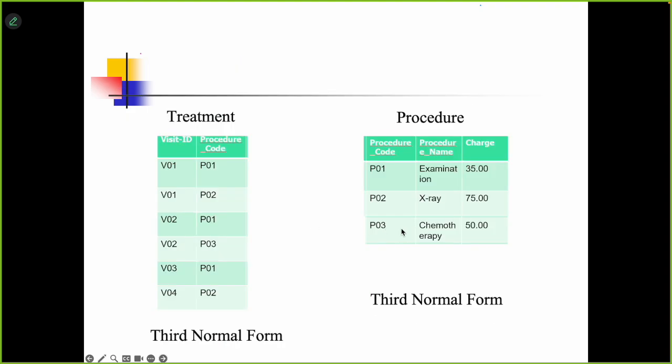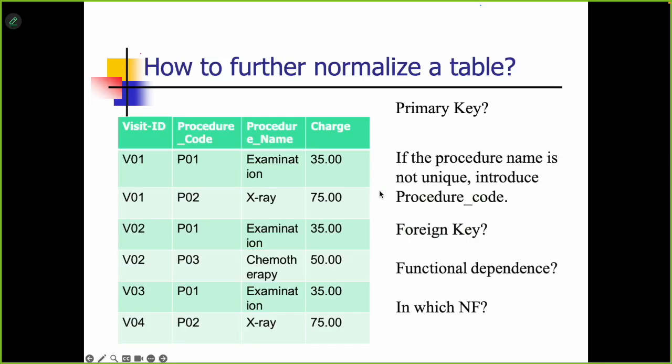And so in this table, we identified the partial dependencies, and the normal form of this table was 1NF. You can think of it like this: the problem in this table is that you cannot choose procedure name as primary key because it may not be unique, and charge depends on it. So our solution was to add procedure code. Now your table has these four columns, and this sets it up for 3NF by separating procedure details, right?